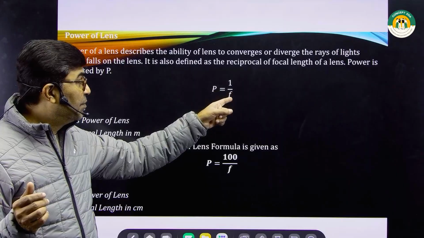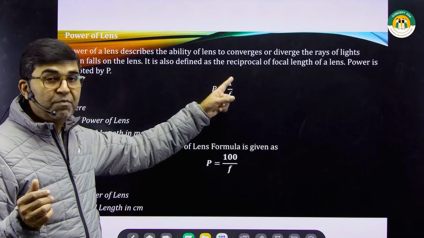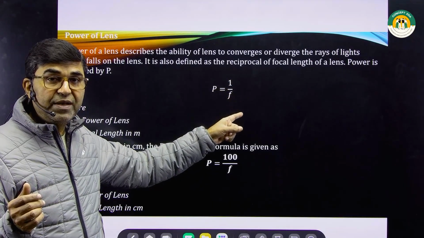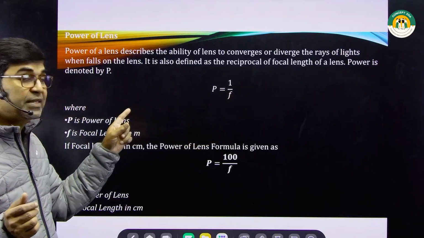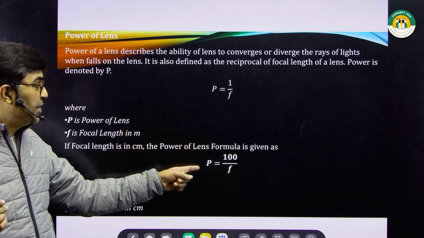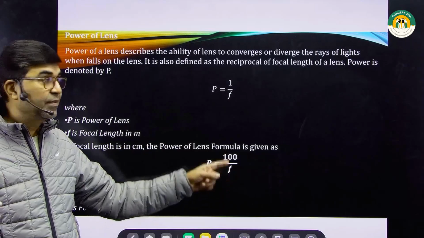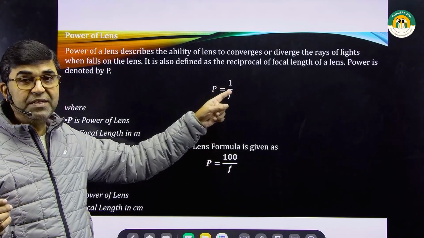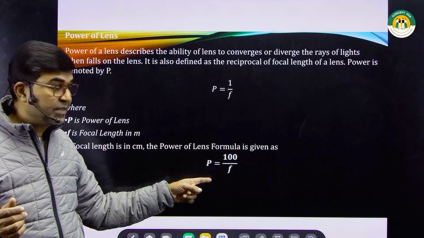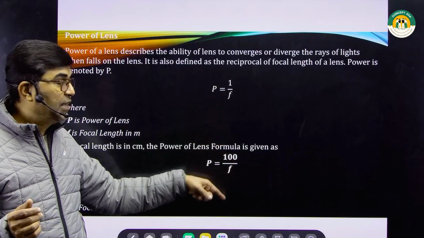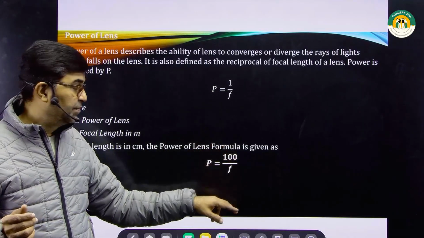But keep in mind that P equals 1 by F is used only when F is in meters. But if F is given in centimeters, you will use P equals 100 upon F. If the F is in meter, you will use the first; if the focal length is in centimeters, you will use the second. In both the cases, the power will be the same.